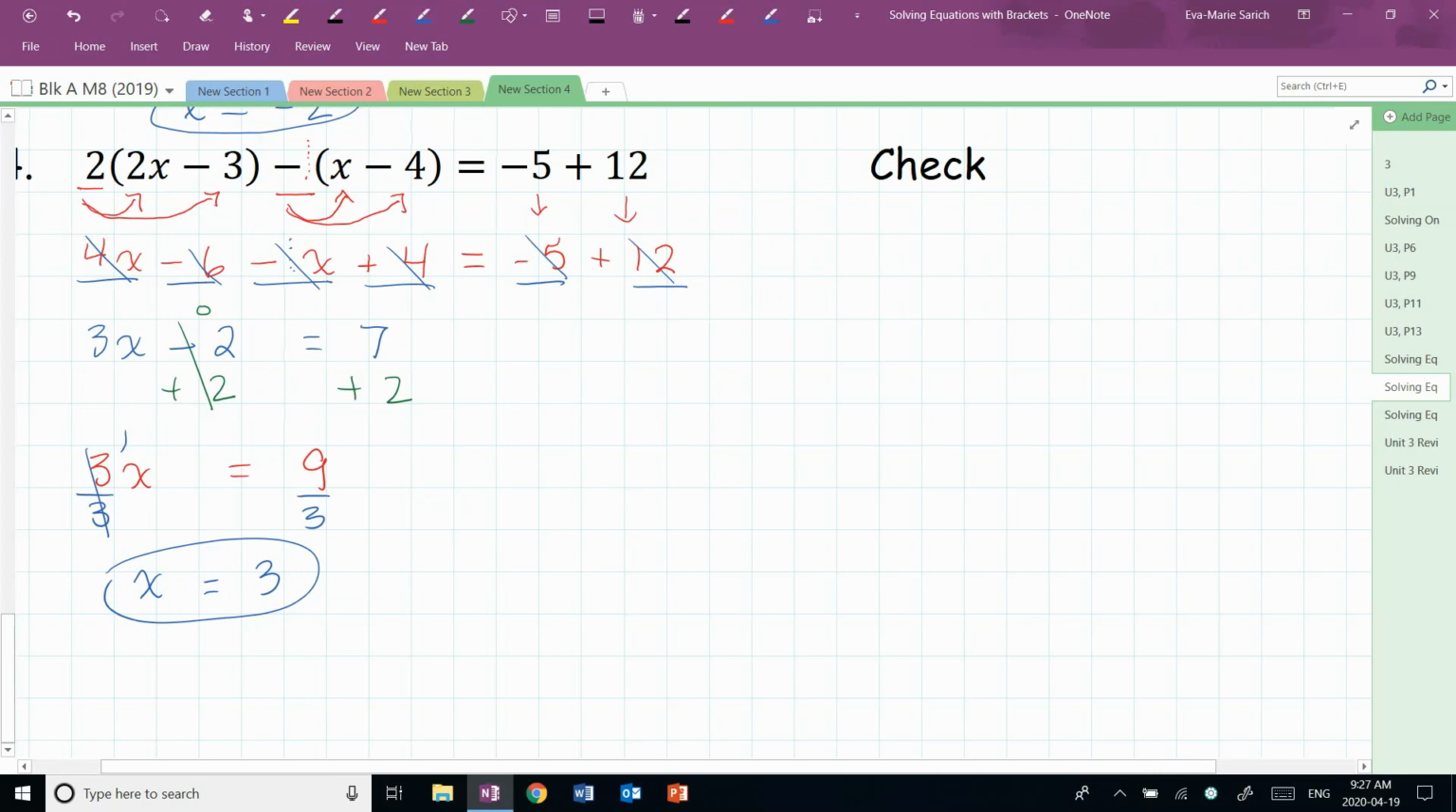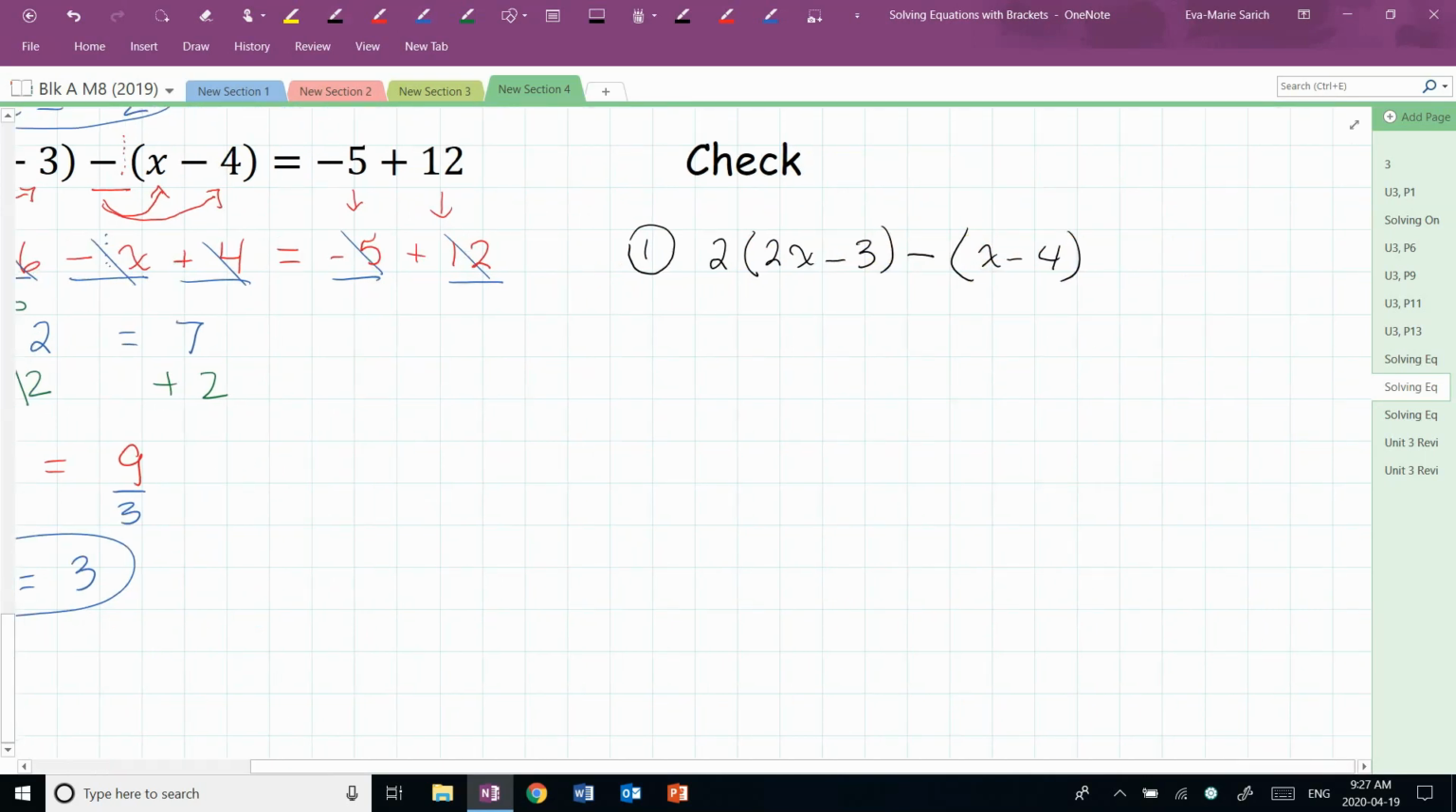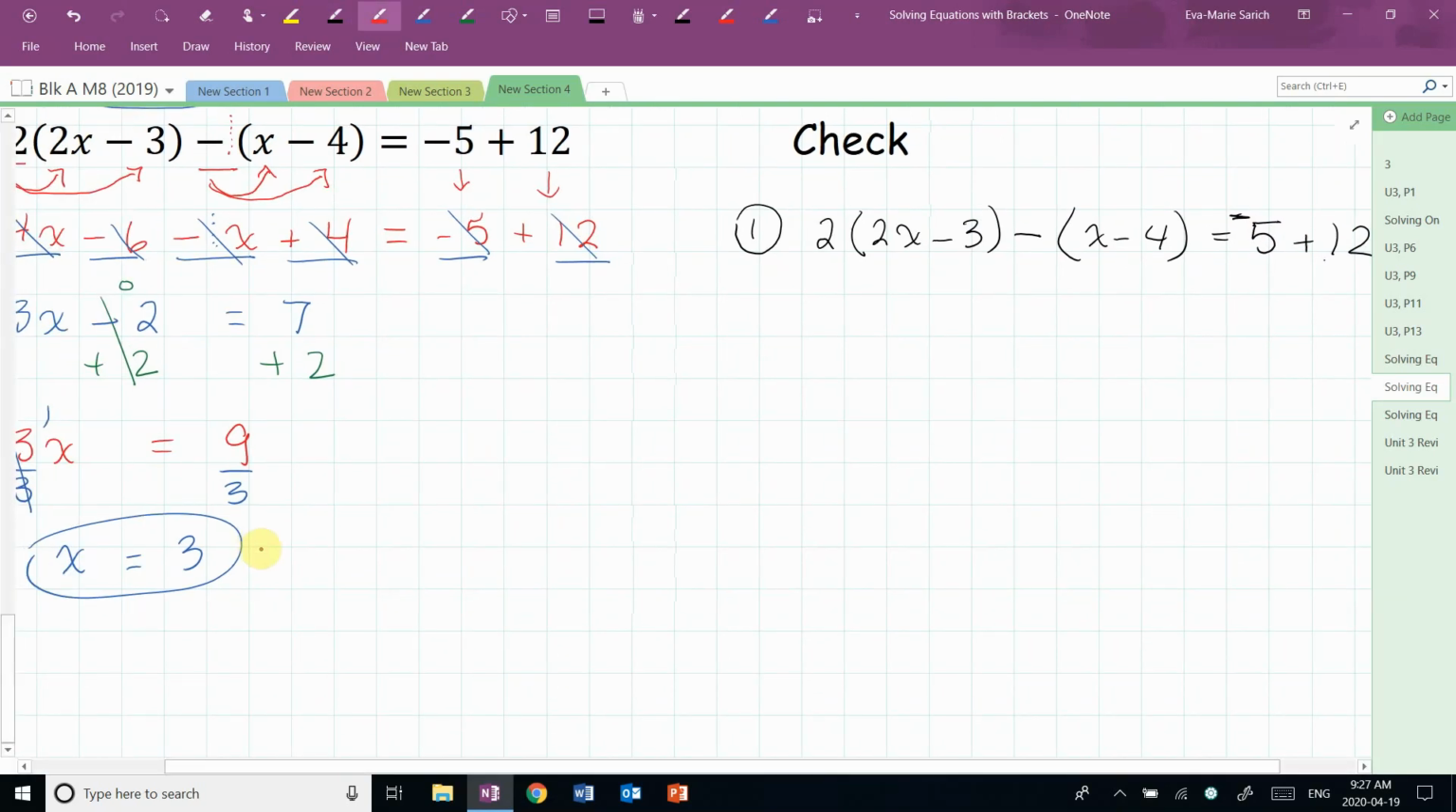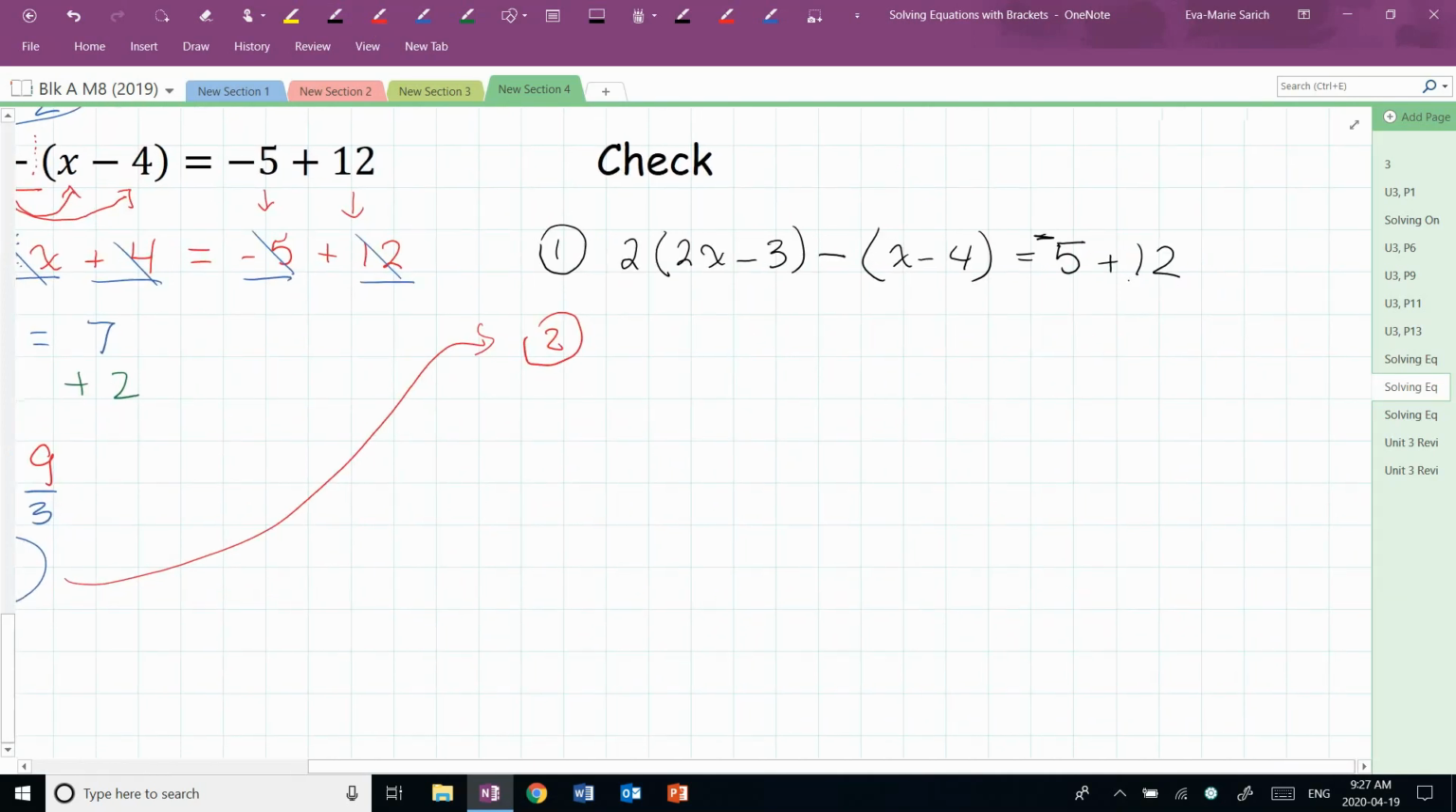Okay, last thing for the lesson is that I want us to be able to check a complicated question like that. So again, first step is to just rewrite the equation. So 2 bracket 2x minus 3 minus x subtract 4 is equal to 5, which is negative plus 12. The second step is to substitute our answer in. So we found x was equal to 3, so we're going to substitute that in, and wherever we see an x, we're going to put in that 3.